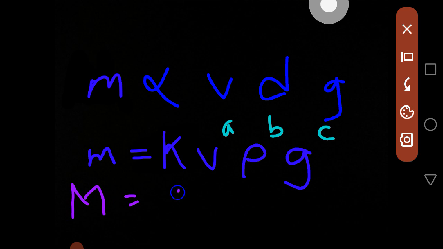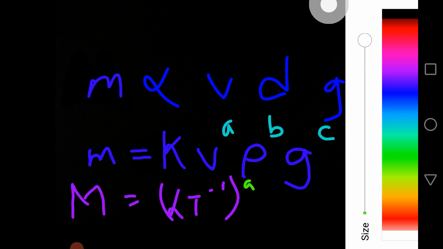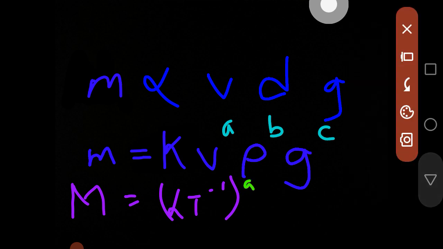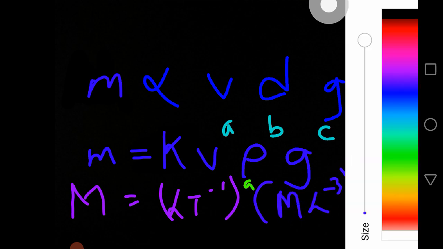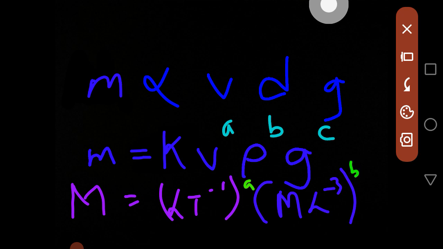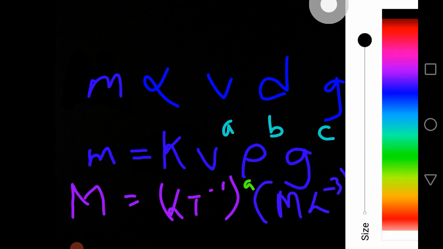Dimensions of velocity, it is LT^-1. That is to the power of what? To the power of a. And then what else do I have? I also have density. Now density is ML^-3 to the power of b. And then my last one is gravitational acceleration, and gravitational acceleration is LT^-2 to the power of c. So I have that.